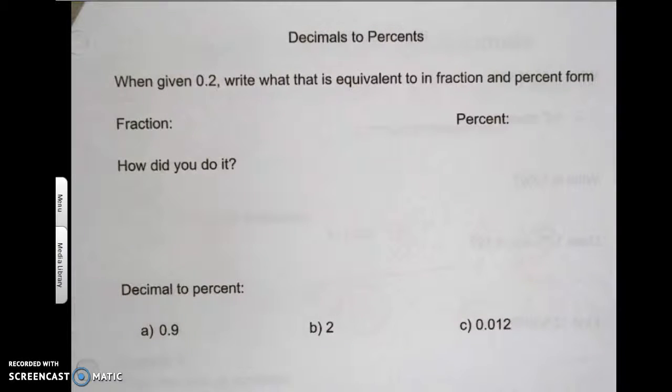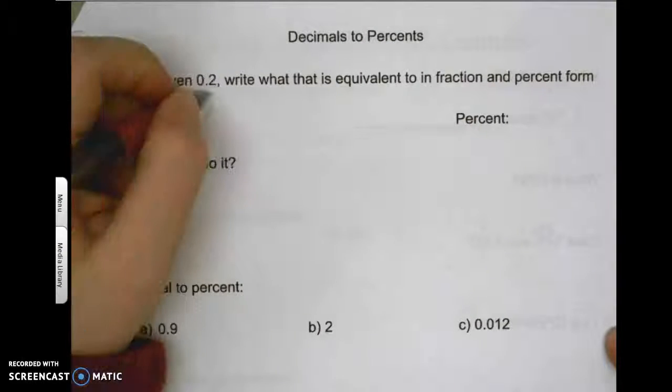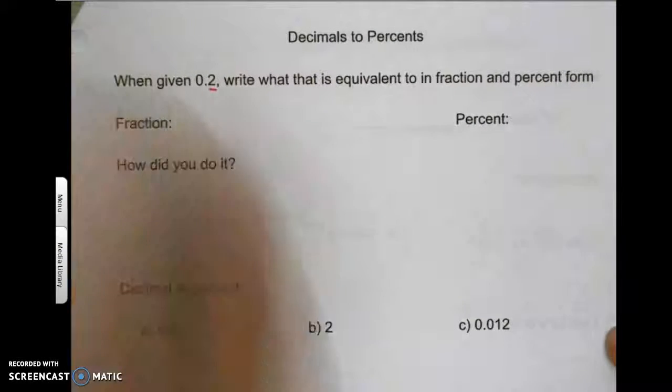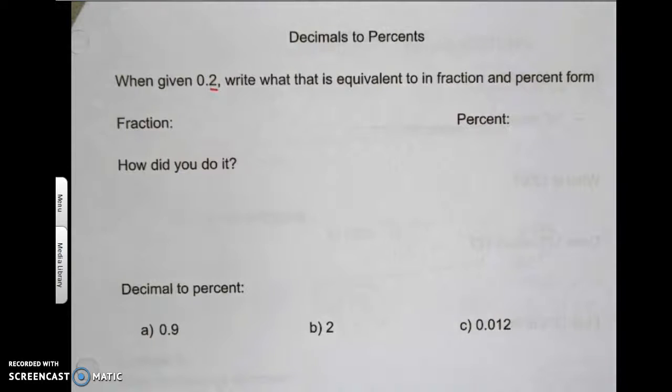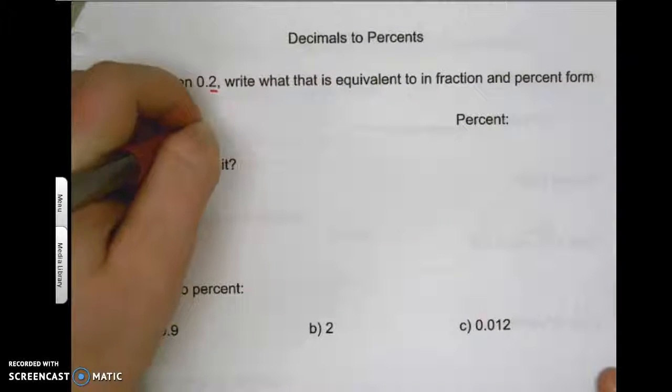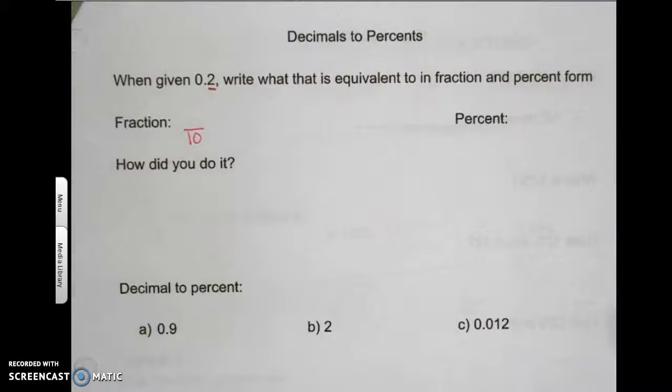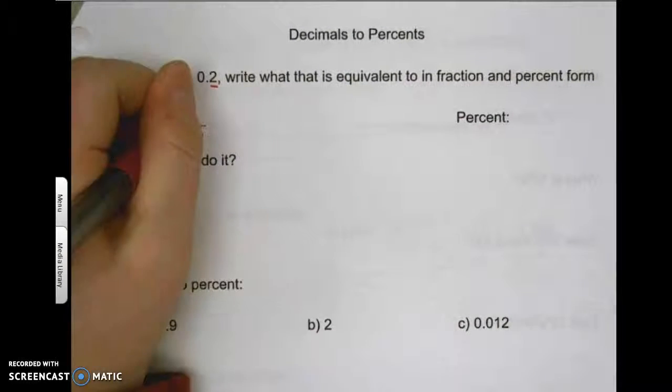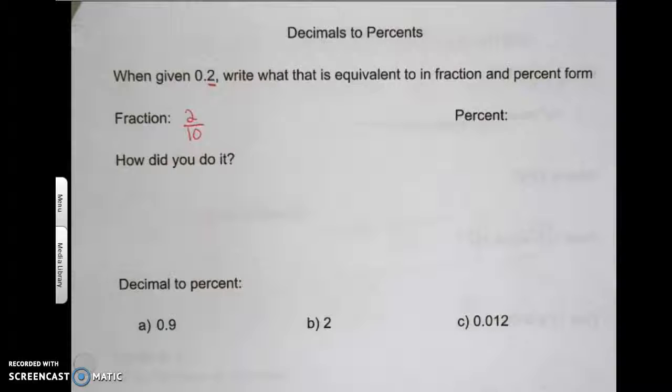So if you look at 0.2, what place value is the 2 in? That's the question you'd want to ask yourself. When you're looking at place values, they always start at the tenths, then they go hundredths, thousandths, ten-thousandths, and so on and so forth. Because we are at the place value directly after the decimal, we're in the tenths place, which is going to be my denominator. 2 is the number that's in that spot, so my final answer would be 2 over 10.